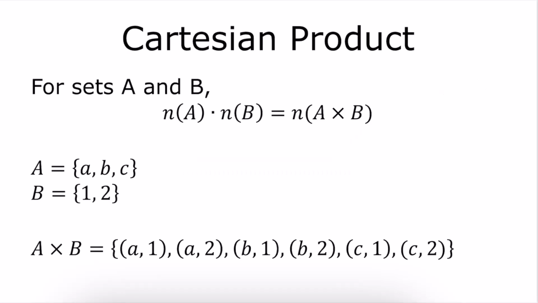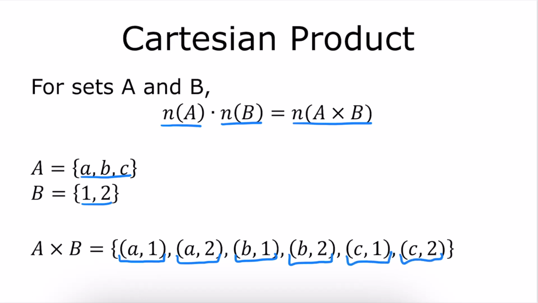And another model that you can also use is the Cartesian product model. And this is actually the formal definition for what multiplication is, because the Cartesian product says that if you have two sets, A and B, that are finite, then the number of items in A times the number of items in B is going to equal the number of items in A cross B. So for example, if A has these elements and B has these elements, then the set A cross B is going to have the ordered pairs A1, A2, B1, B2, C1, and C2.